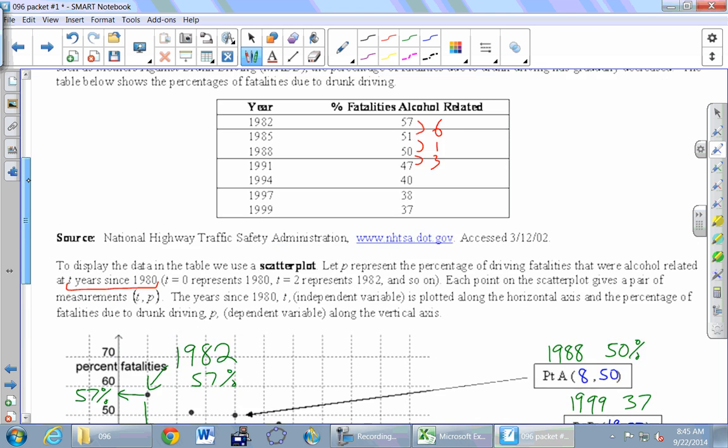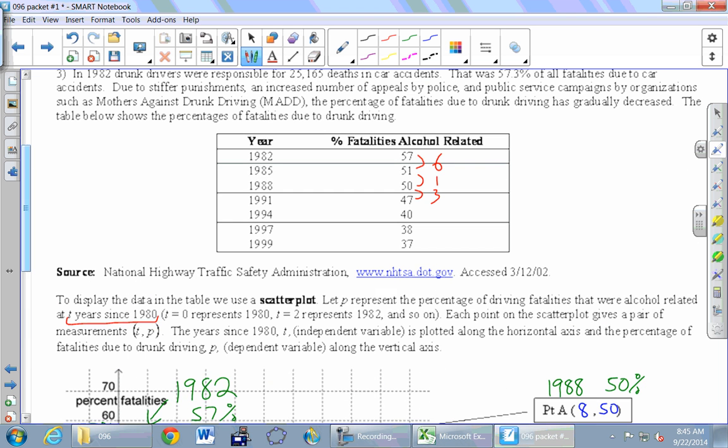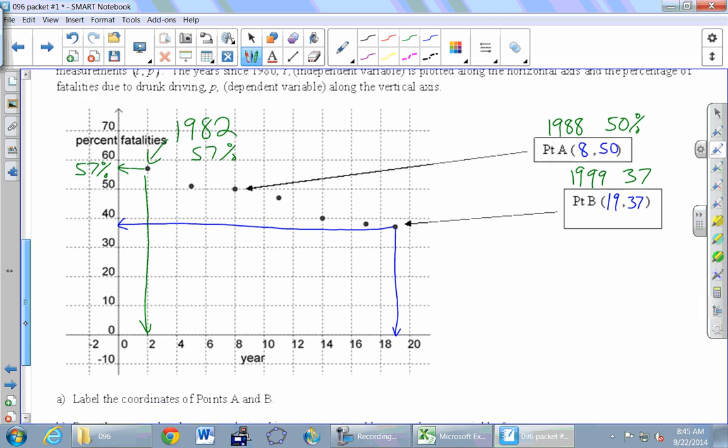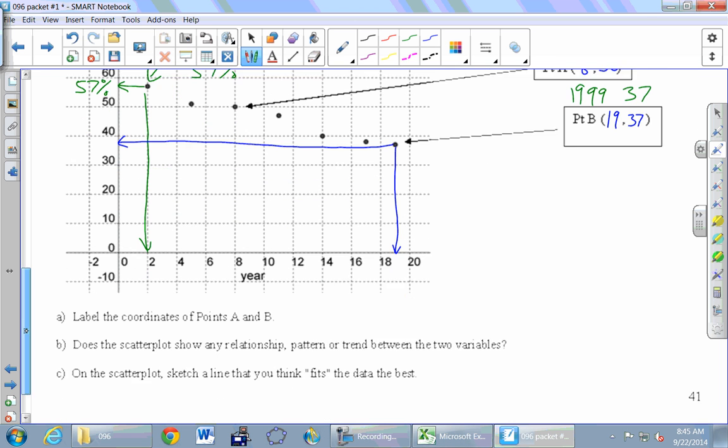If it were a perfect straight line, then these red numbers would have all been the same. We would have decreased by the same exact amount year after year. And you can see that it doesn't decrease by exactly the same amount year after year.